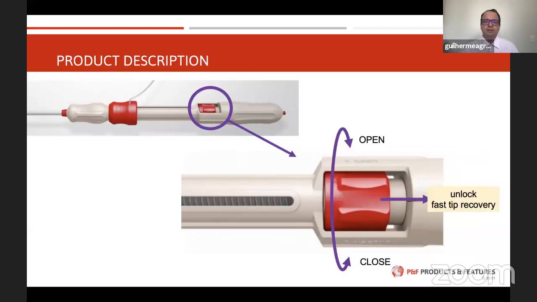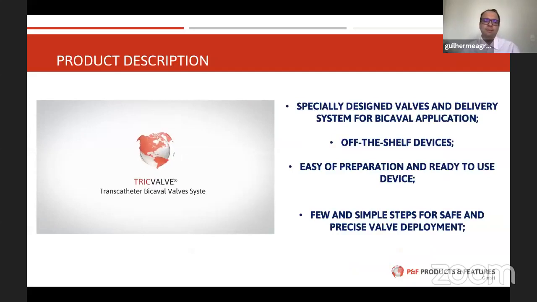Then we just rotate this knob in the distal part of the device. Clockwise, we will open the device and deploy the valve. Anti-clockwise, we will close or recapture the device. After implantation, we just unlock this knob, and then we do the fast tip recovery to remove the device. It's a very simple operation, and this is the same animation to show the implantation of the valve.